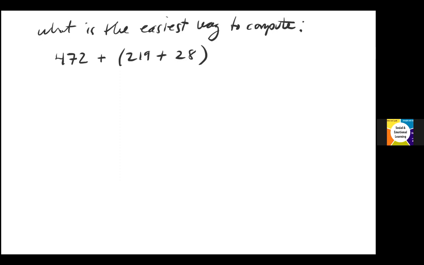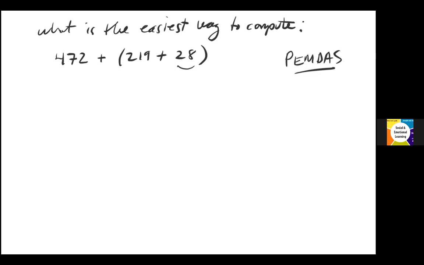If we look at PEMDAS, like we just talked about, it tells me to do the parentheses first. So if I look at the parentheses and I say, well, 219 plus 28, I could add those together, but sometimes it's advantageous to see that two of the numbers will be added together maybe slightly easier. If we look at 472 and 28, we say, oh, well, that makes a perfect 500.